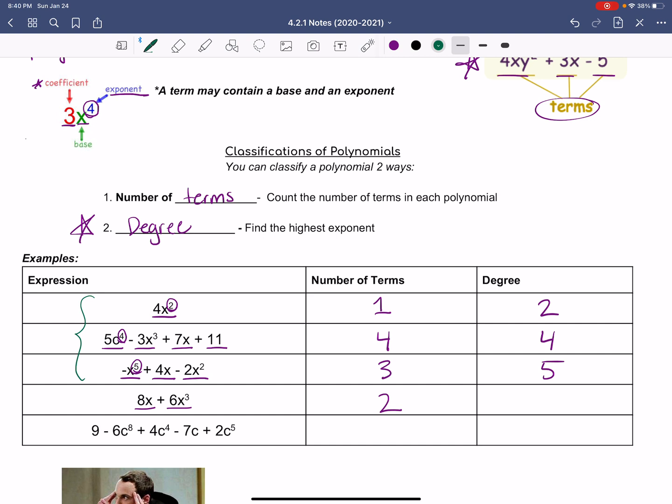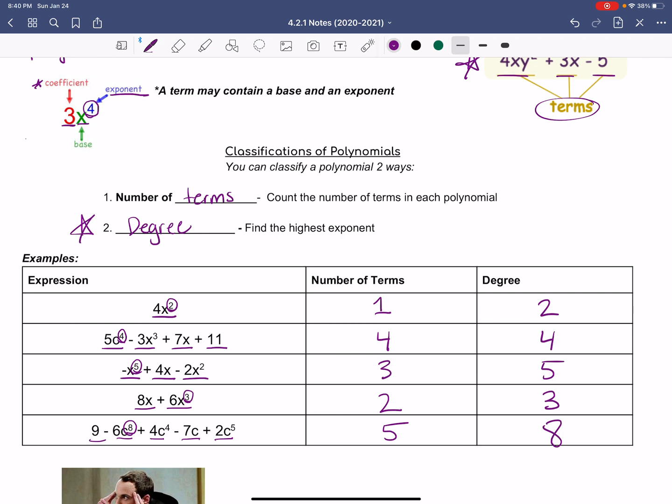However, in this fourth example, that's not the case. In this fourth example, we see that our highest exponent is actually shown at the very end of this expression. And so our degree here would be 3. So it doesn't matter which order these terms are written in, you're just looking for the largest exponent. All right, very last example. Here we have 1, 2, 3, 4, 5 terms. And our highest exponent here would be an 8. So we have a degree of 8.